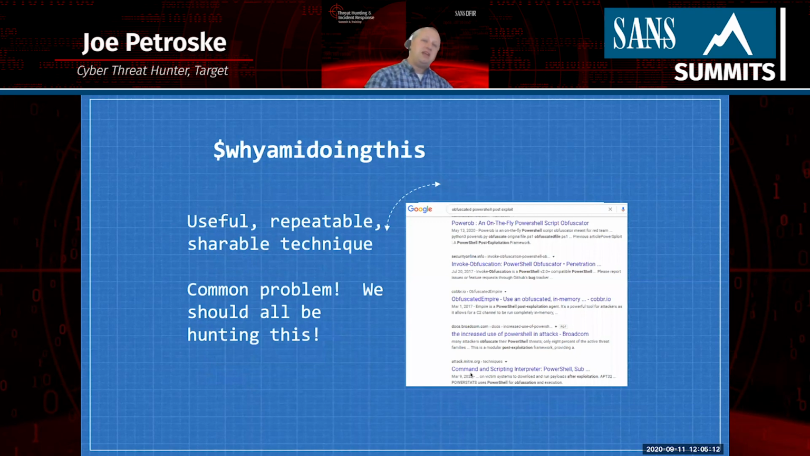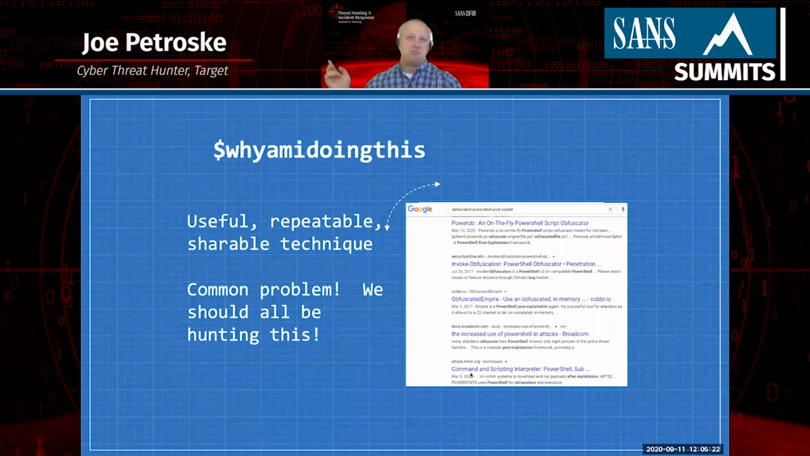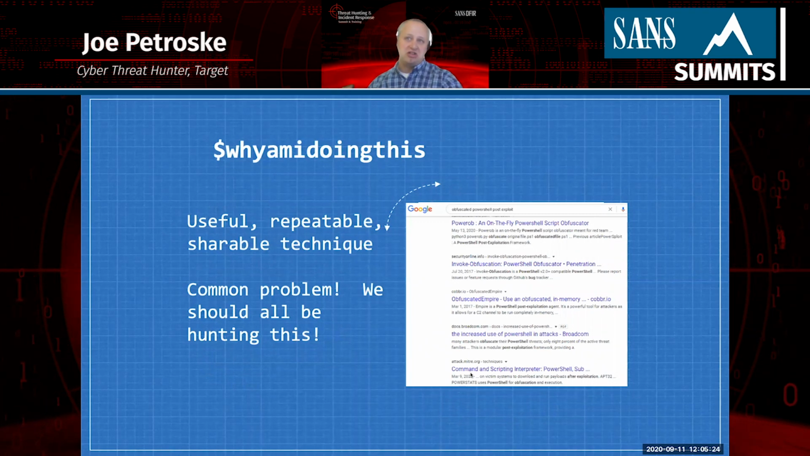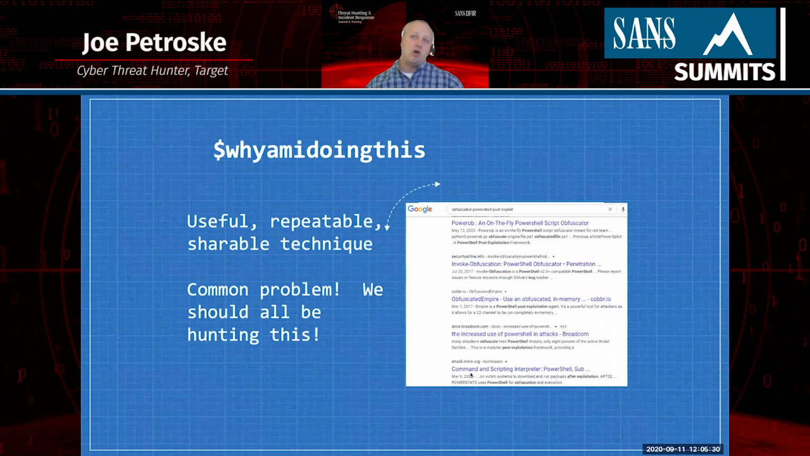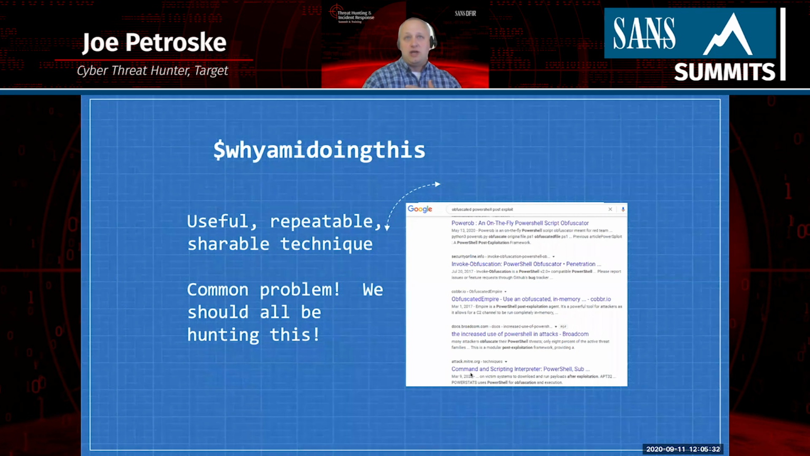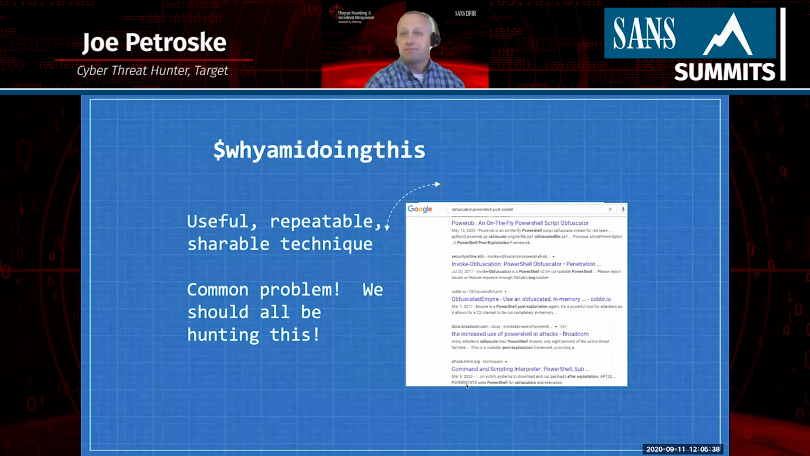If you're wondering whether this is applicable or not, don't take my word for it. If you just Google obfuscated PowerShell, you'll get pages and pages of stuff: tooling, articles about it, things you can do with it. There's really not much of a barrier to entry if you want to use these things for malicious purposes. So this is something we as threat hunters should have in the back of our minds. We should be looking for this kind of stuff. This is applicable to us.